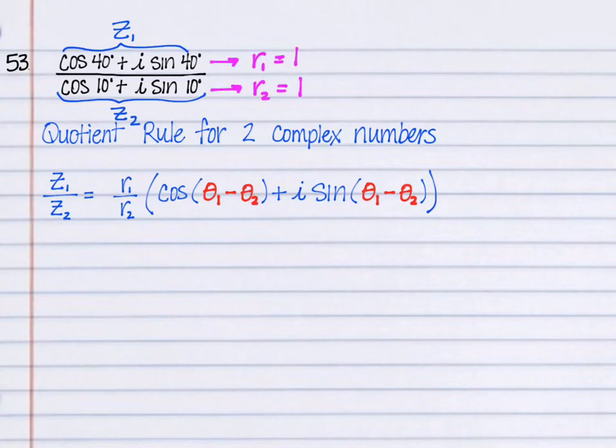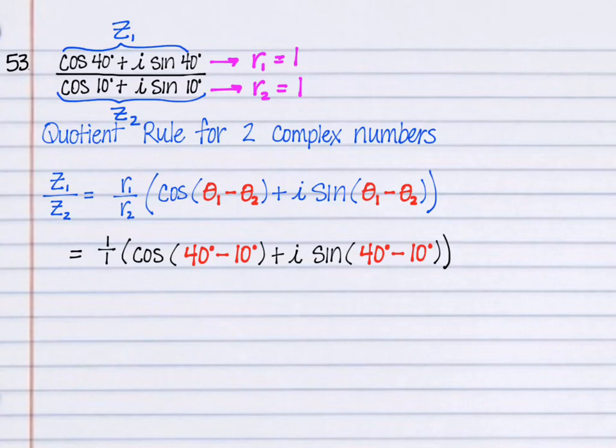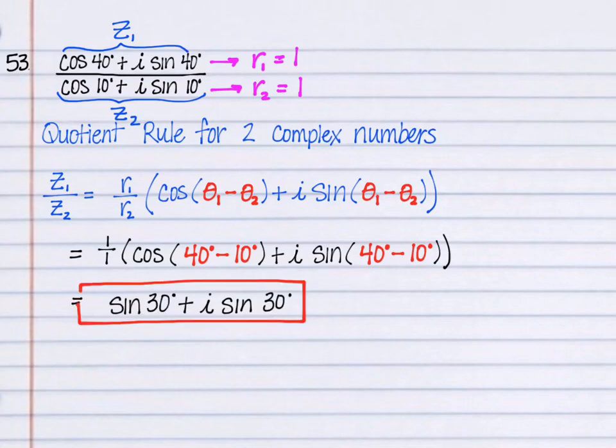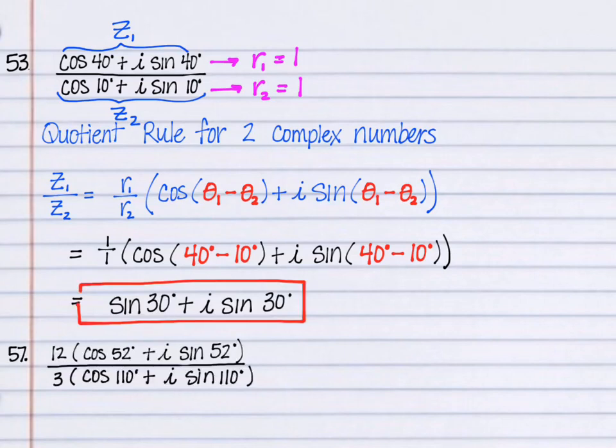So we need to find out what the modulus for each of these complex numbers is. Well, it doesn't have a number out here, so it is 1. The modulus of both of these complex numbers is 1. So we're going to have 1 divided by 1, and then their angles: the numerator is 40 and the denominator is 10. So we're going to have 40 minus 10. And so our final answer is cosine 30 plus i sine 30.